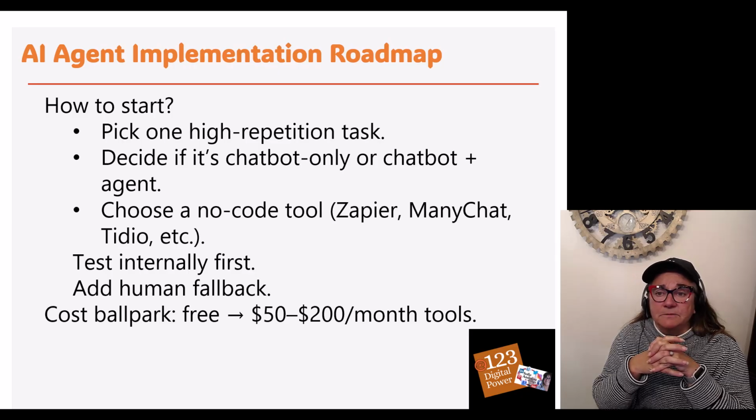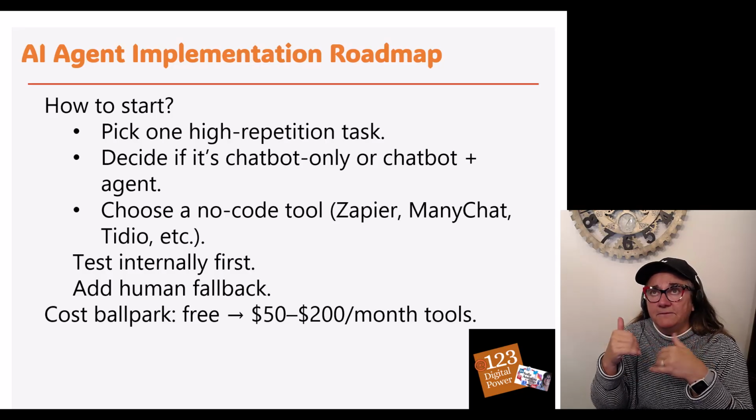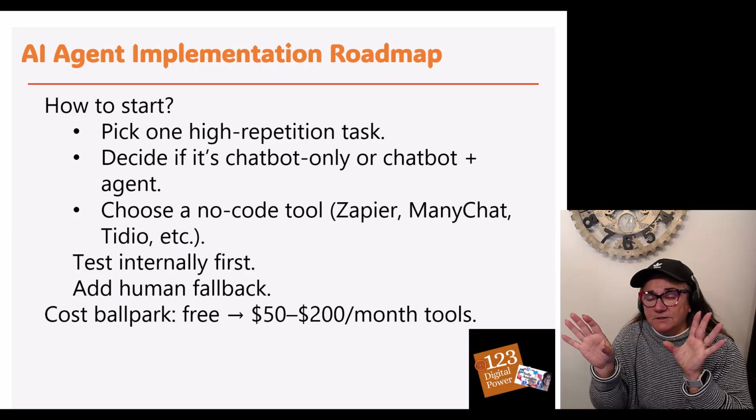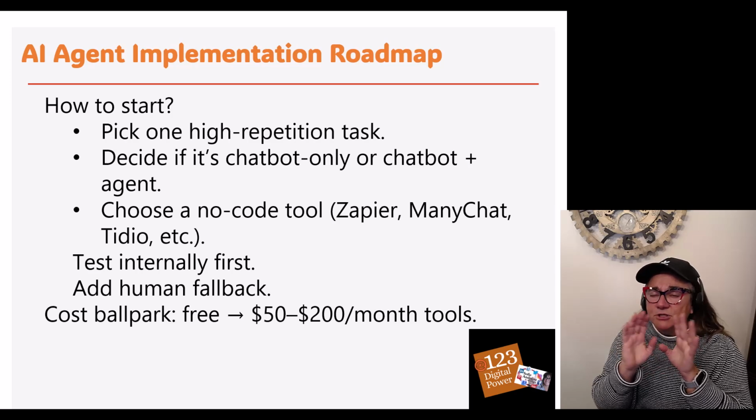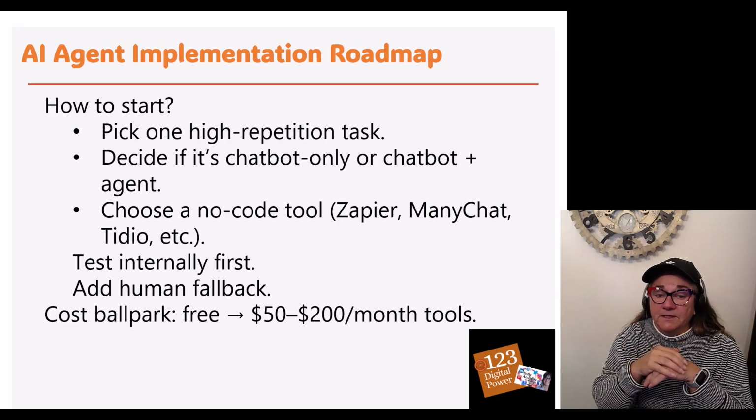So, AI agent implementation. How do you start? You pick a highly repetitive task, as I mentioned, and then you decide if it's a chatbot only, or if it's a chatbot and agent. So what do you actually need? And if it's hybrid, I should have a third option in there. So are you going to have it hybrid: chatbot only, AI agent, and human?